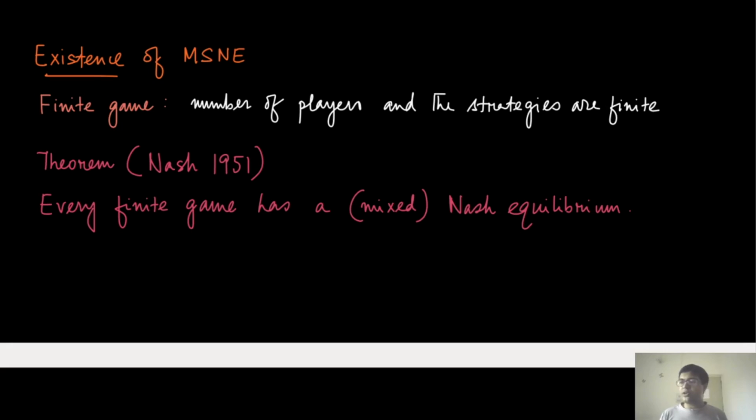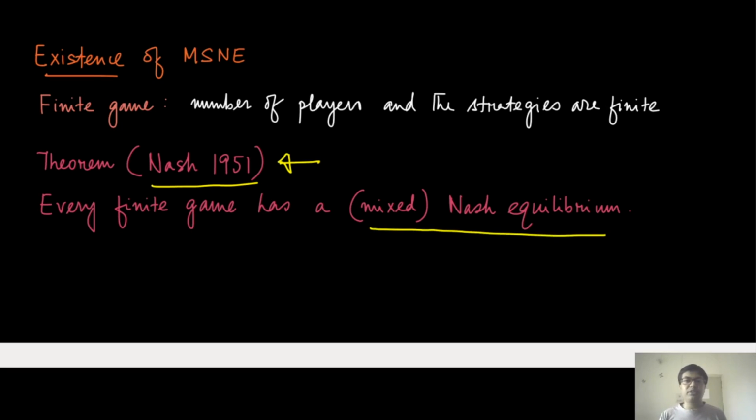So in this case, we are going to consider that this is only a finite game. By finite game, we mean that the number of players and their strategies, the set of strategies, are all finite. For these finite games, there is a landmark result. Again, this is one of the most famous early results of game theory, and this is due to John Nash, which says that every finite game has a mixed Nash equilibrium.